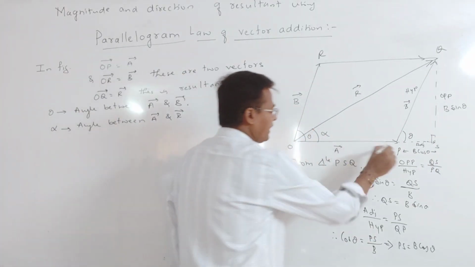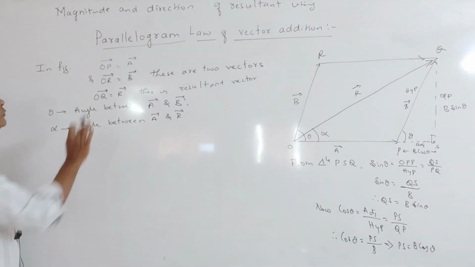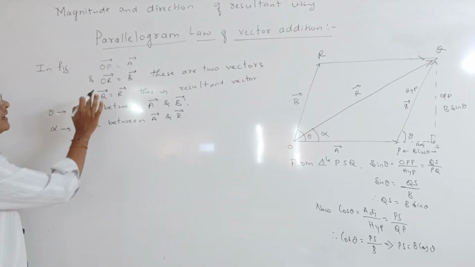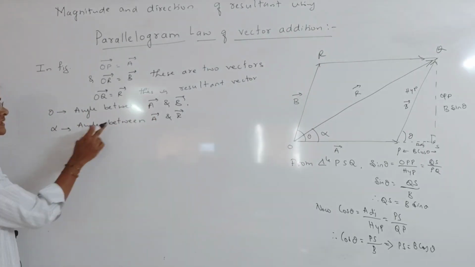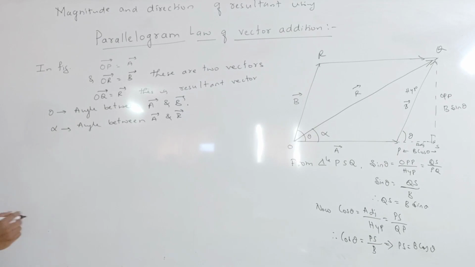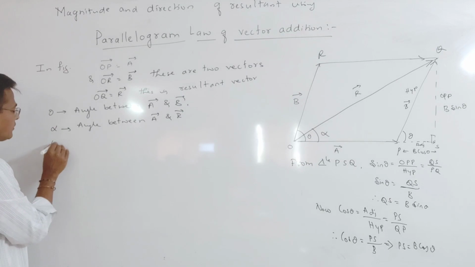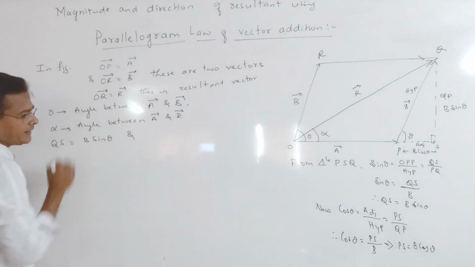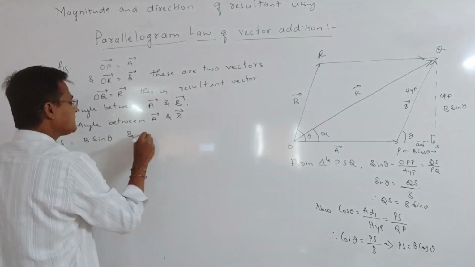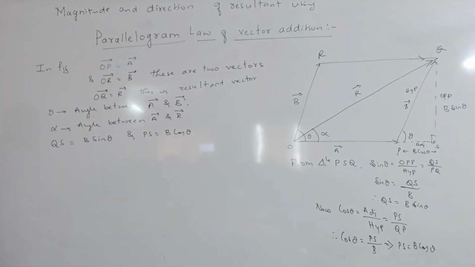So O to P is A vector, already we have mentioned. O to R is B vector, and OQ is R vector. So theta is the angle between A and B. Alpha is the angle between the A vector and R vector. So from that we are considering that here QS equal to B sin theta, and here another TS equal to B cos theta.